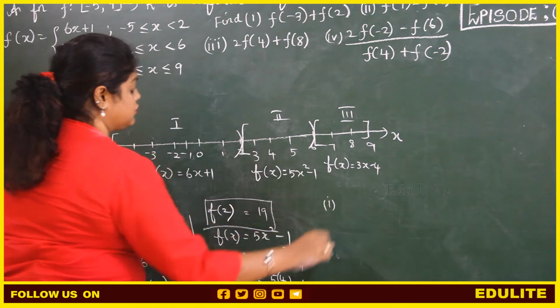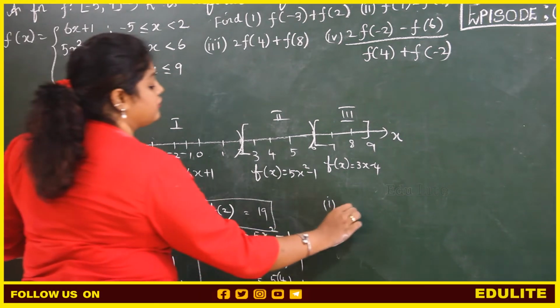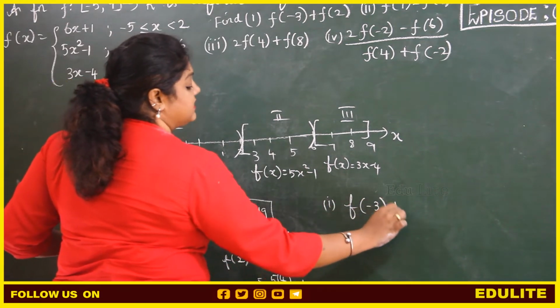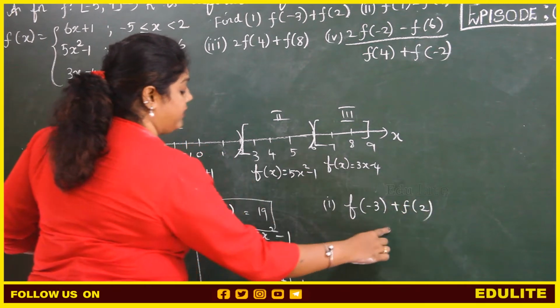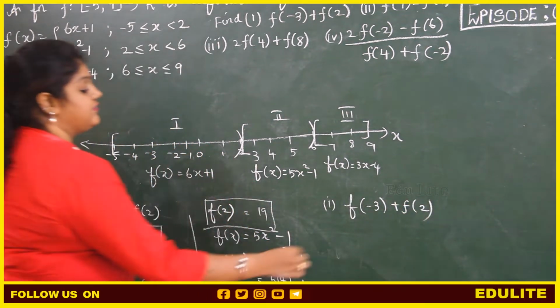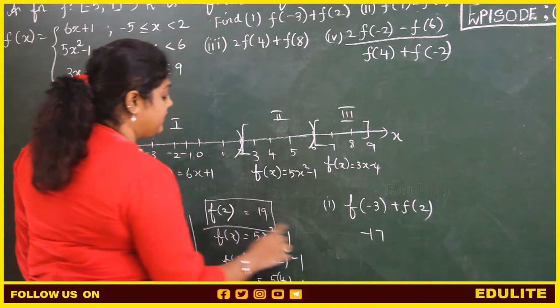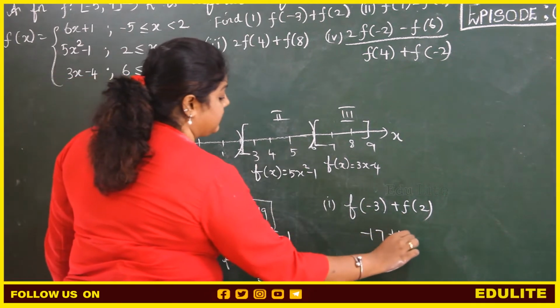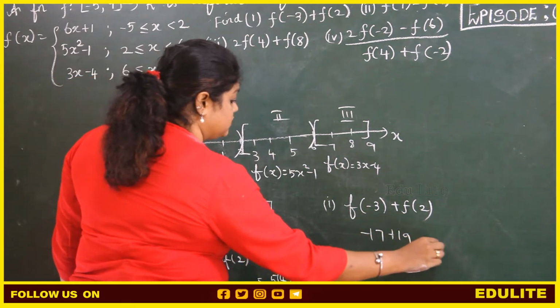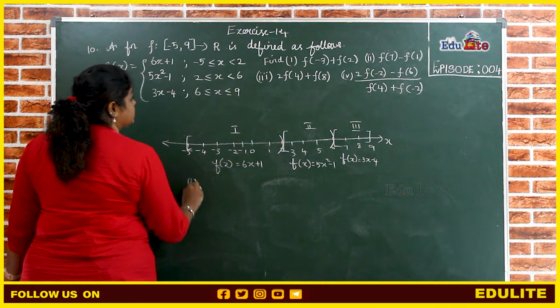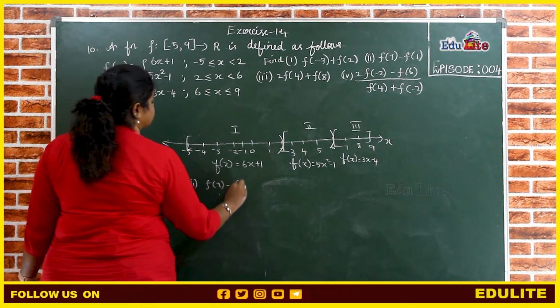Let us find the first option, which is nothing but f of minus 3 plus f of 2. f of minus 3 we got as minus 17 and f of 2 we got as 19, so minus 17 plus 19, which equals 2. Second option is we have to find f of 7 minus f of 1.